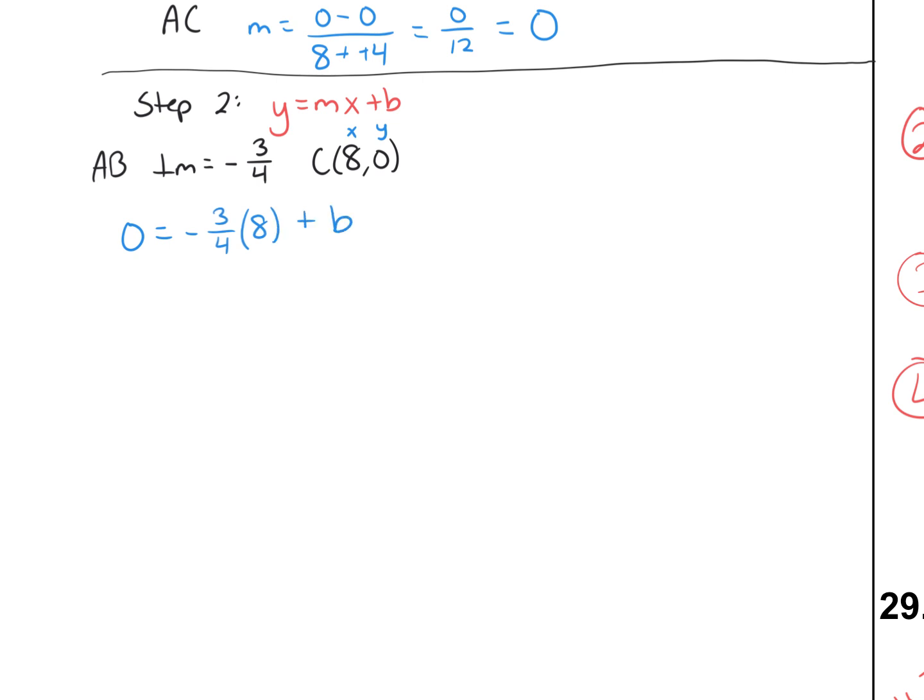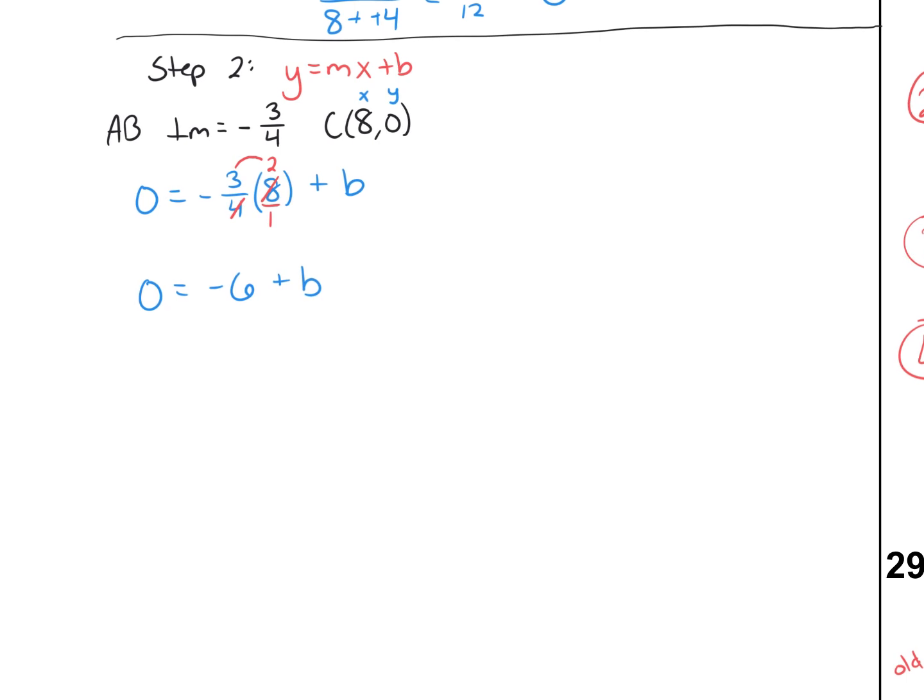Now, a lot of us are trying to multiply everything by 4 to get rid of this fraction. Okay, we have to multiply those two numbers together first. So think of this: how many times does 4 go into 8? 2. So then we're left with negative 3 times 2, which is negative 6. So what's my last step there? Add 6. So I get b equals 6.